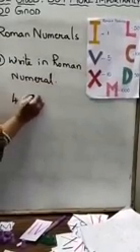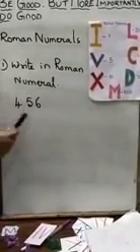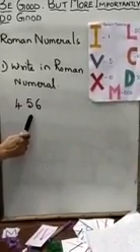Write in Roman numeral 456. So now the given number is in Hindu Arabic numeral. We have to convert this Hindu Arabic numeral into Roman numeral.